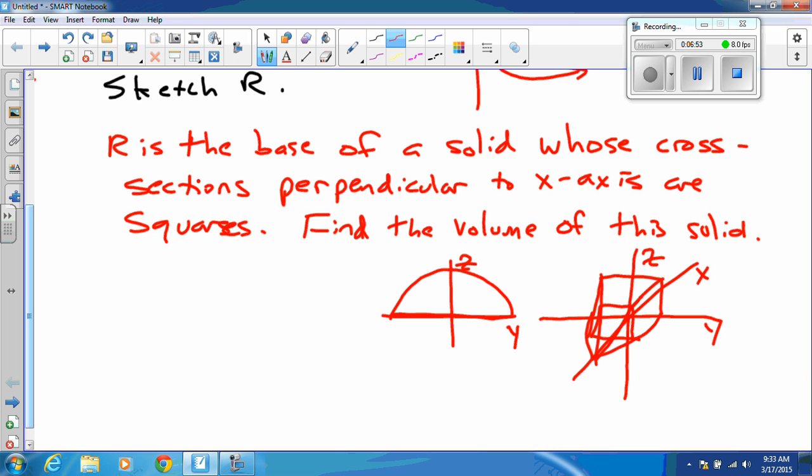But yeah. So, isn't it like a solid of revolution around the y? It's not. That's right. It's not a solid of revolution at all. My cross sections are not circles, but instead they're squares.